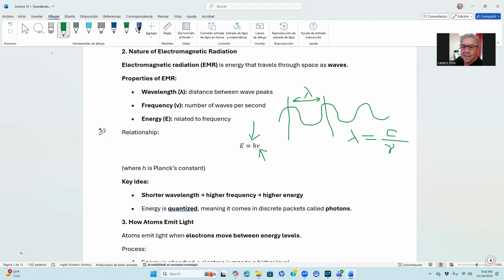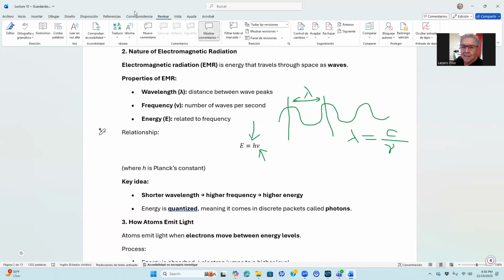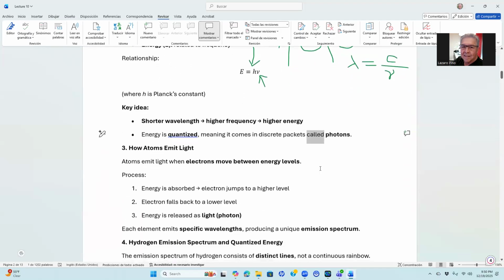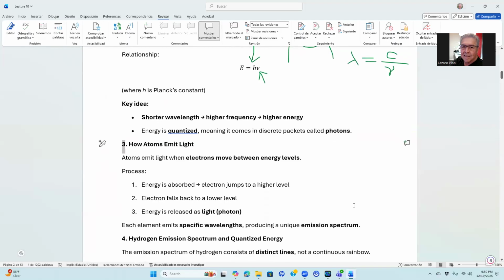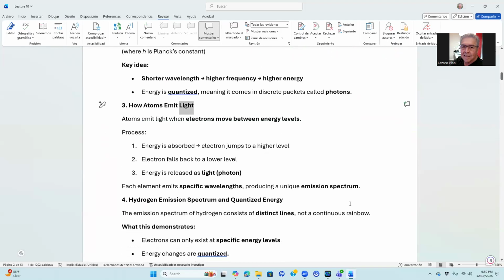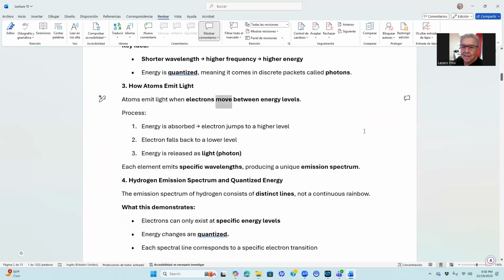Let's continue then with the main idea. Key idea. Shorter wavelength, higher frequency, higher energy. Energy is quantized, meaning it comes in discrete packets called photons. 3. How atoms emit light. Atoms emit light when electrons move between energy levels.